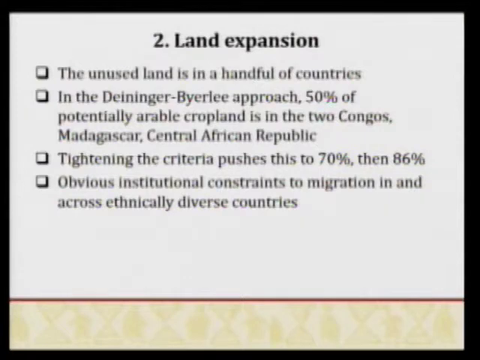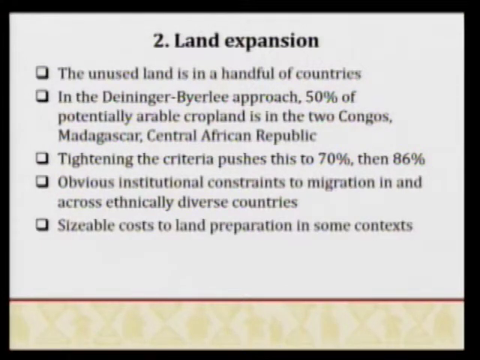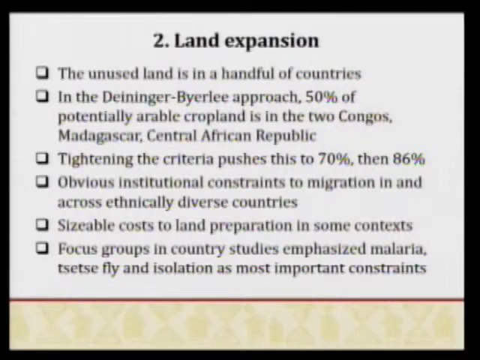There are obvious institutional constraints to migration. Not everybody in Africa will immediately move to the Congo, certainly in the short run. And in ethnically diverse countries, it can be very difficult to migrate to new regions. Also, there are sizable costs to land preparation in many contexts. That may need larger sized farms, it may need more capital investment. And in the focus group countries, the case studies which Miller will present, we also asked farmers a lot about land constraints. Have you considered moving to new areas and so on? And what they consistently mentioned were malaria, livestock diseases like tsetse fly, and also just the cost of isolation and not having access to schools and health centers and so on. So there are pretty significant constraints to expanding land in Africa.